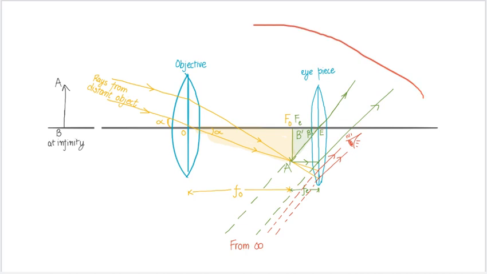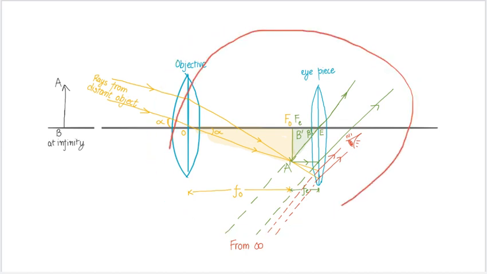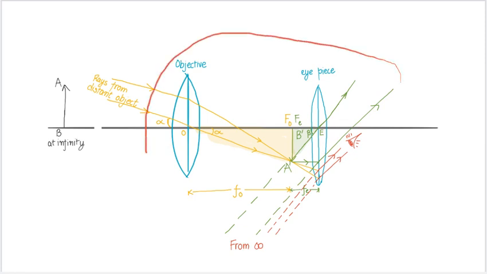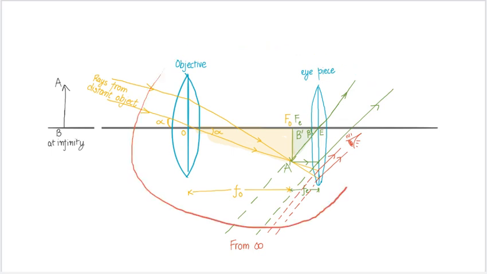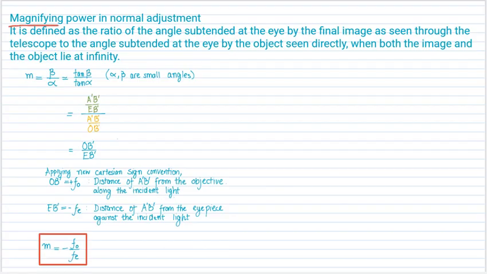So this arrangement of the astronomical telescope is also known as the normal arrangement, or normal adjustment, of the astronomical telescope. This is the working of the astronomical telescope when the final image is formed at infinity. Next, we'll derive the magnifying power in normal adjustment.